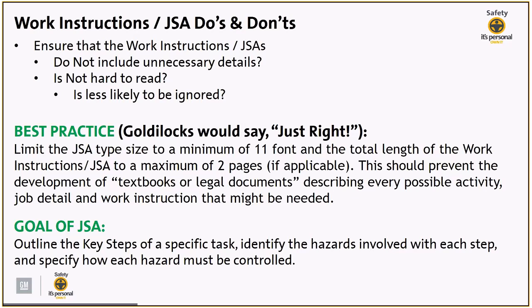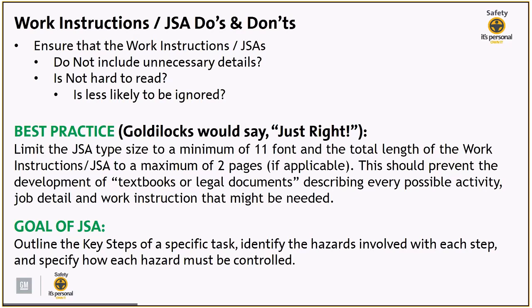A best practice, once again, not a requirement, but a best practice, is to talk to your seller and let them know that, for the most part, if you can, let's try to make the JSA 2 pages or less. The goal of this is to prevent the development of a textbook type of JSA. We don't want to see the seller describing every single possible activity, but more specific to what the workers are doing today or for the task.